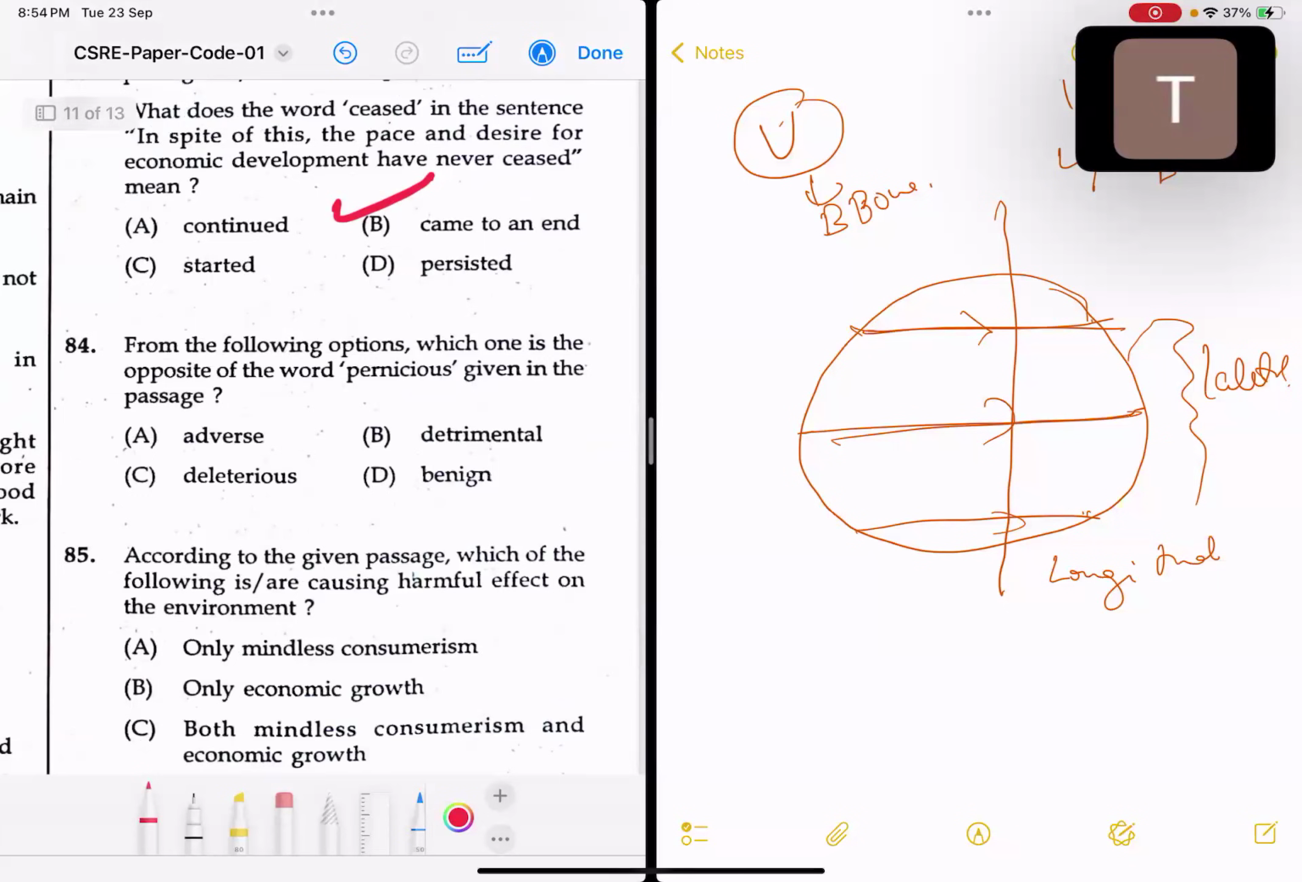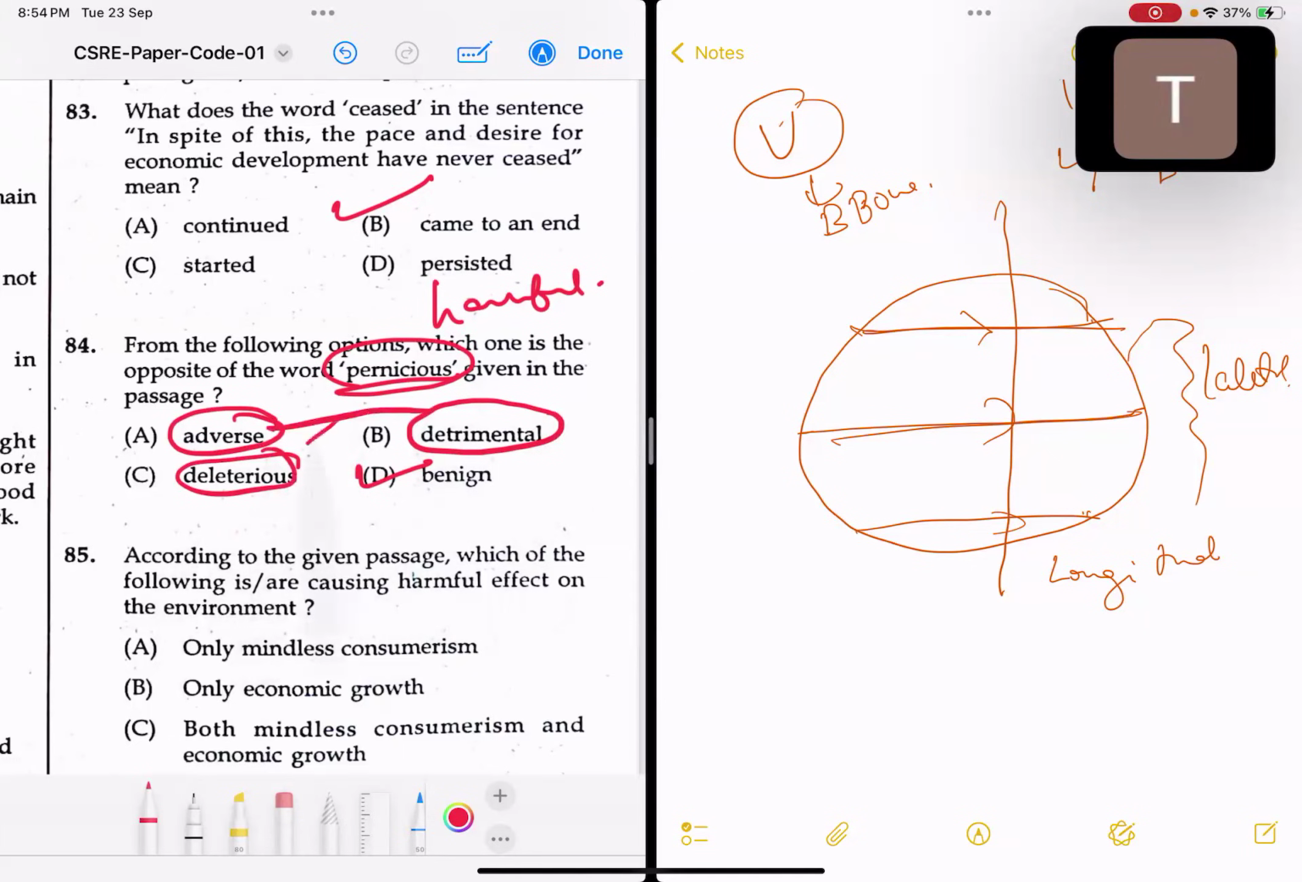From the following options, which one is the opposite of the word pernicious given in the passage? When we say the word pernicious, we mean that it is harmful, right? So the opposite is benign. But sometimes it happens that you may not be aware of the word pernicious, but if you look at the options, words like detrimental, adverse, deleterious are almost synonymous, with similar meaning or similar concept. So in such a case, the one which is different should be the correct answer, okay?